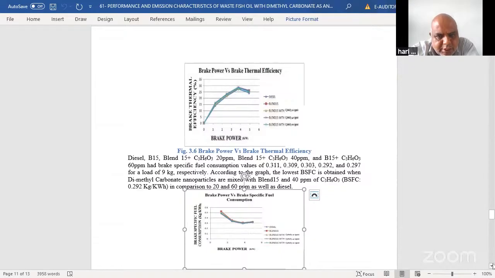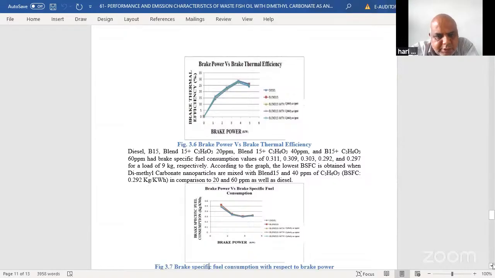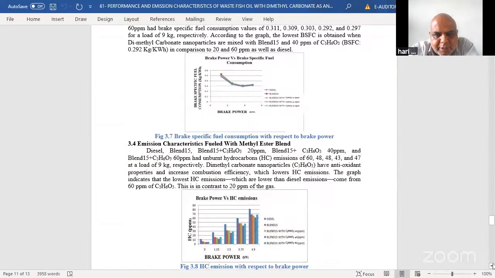Here also the efficiency is slightly increased when compared with biodiesel and diesel. With the B15 blend and all these additives, there is a slight increase in the brake thermal efficiency. Next, a similar case with the brake specific fuel consumption. Whenever brake thermal efficiency is increasing, the brake specific fuel consumption will be decreasing because they are inversely proportional.